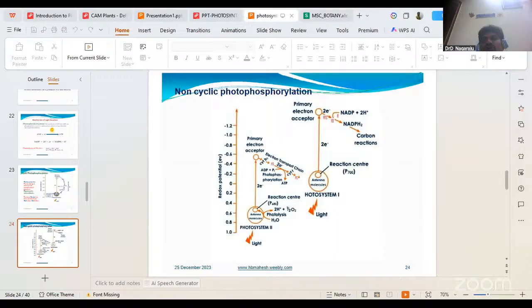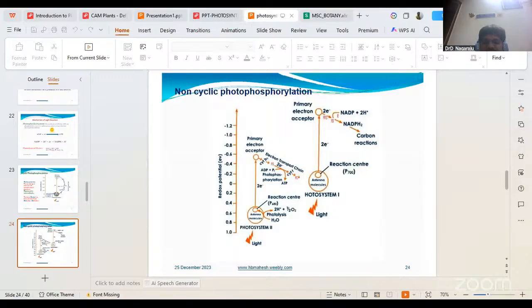So this NADPH2 is formed in PS1 at the end of the light reaction in the non-cyclic. The non-cyclic reaction is also called the Hill-Arnon cycle, because Hill and Arnon first observed this cycle. That's why we call it the Hill-Arnon cycle.